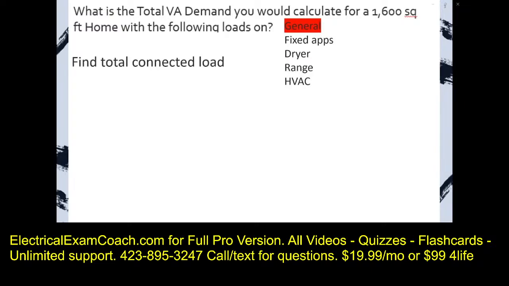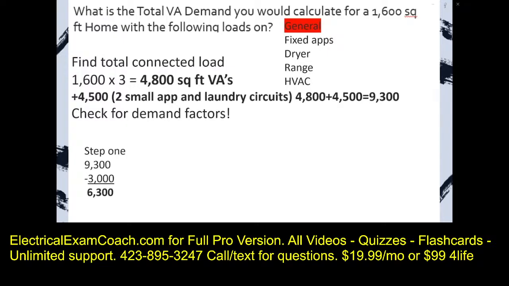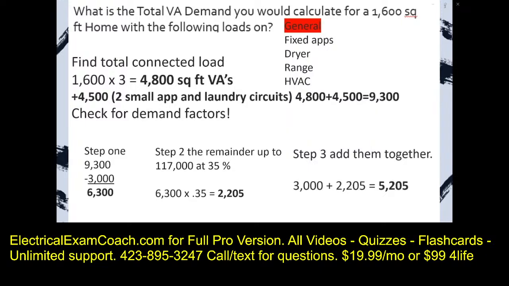We're going to first find our total connected load. We take our 1,600 square feet multiplied by 3. That gives us 4,800 VA. Now we add on our 2 small appliance and 1 laundry circuit, which is 4,500. That gives us a total connected load of 9,300. Now we check for demand factors. Step 1, we take the first 3,000 at 100%. We take the remainder at 35%. Then we total the two back together, and we put that over here on the right-hand side. Every time, I want you to write it out just like this, add in each load, total them up, and you'll be on your way to doing the whole house.